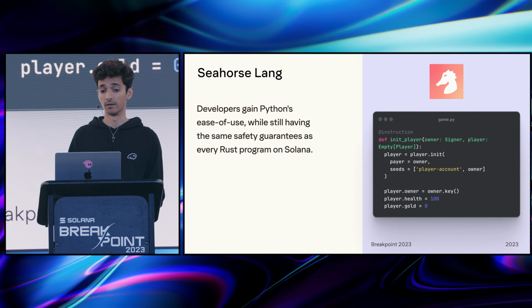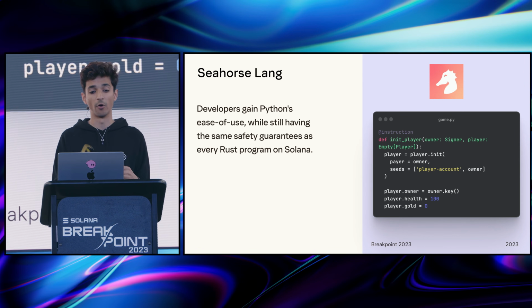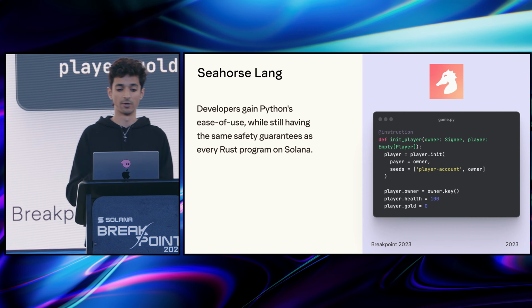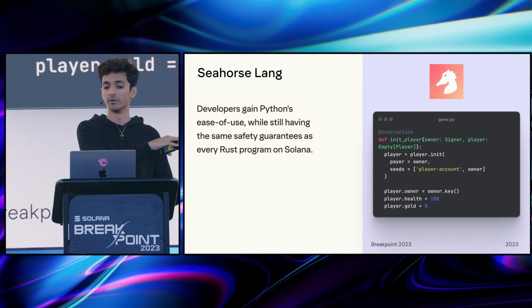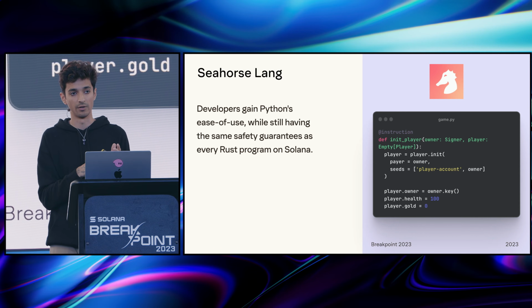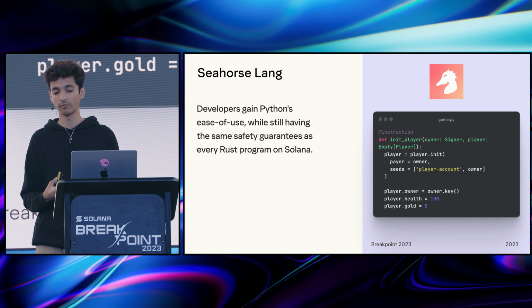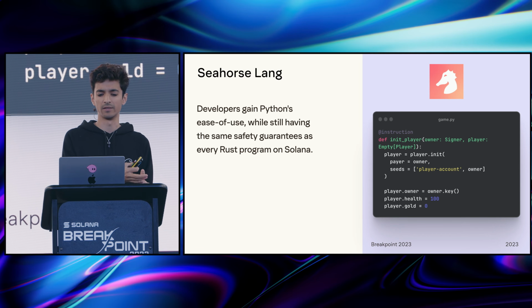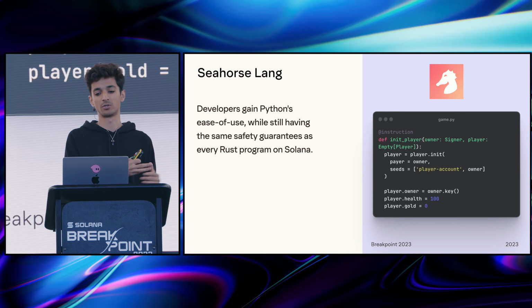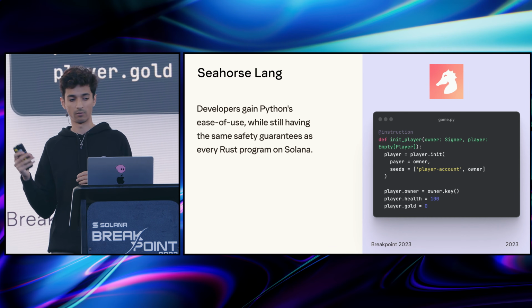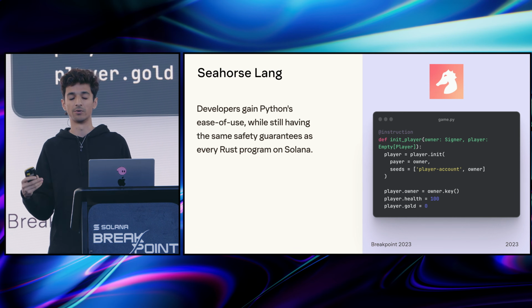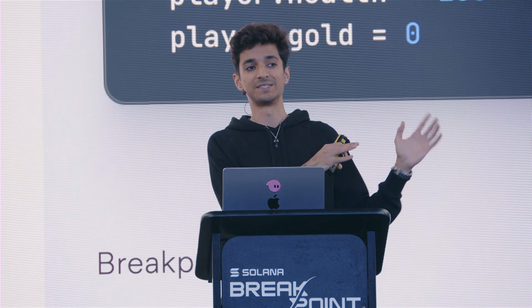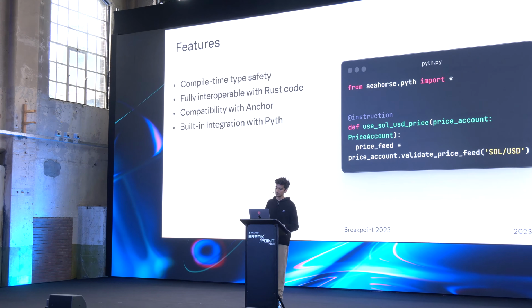So meet Seahorse Lang. I guess many of you might have already heard about this. Seahorse Lang acts as a translator, allowing you to communicate with Solana in a comfortable dialect of Python, while still respecting the deep nuances of Rust. So it's not just a bridge. It's a whole new pathway, making developers' journey into Solana smoother and more familiar. This is where complexity meets simplicity, thanks to Seahorse.